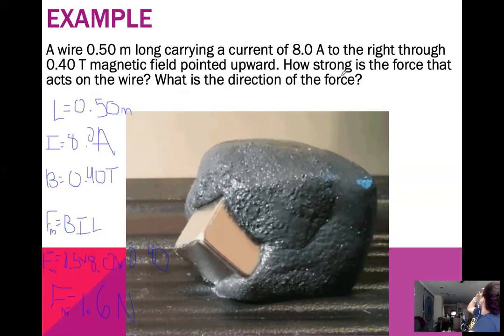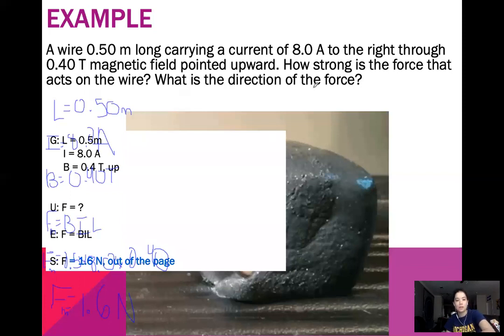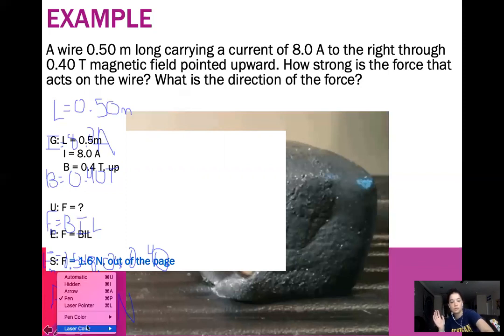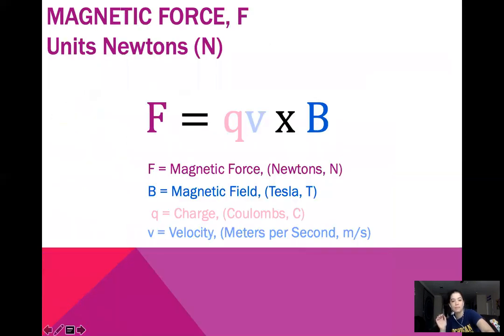My current is to the right, so I've got my fingers going to the right, and then my magnetic field is up, so I curve my fingers up. My thumb points into the page. Let's see. Oh, out of the page. Sorry, I'm trying to do all this flipped for you guys. Okay, let's try that one more time.